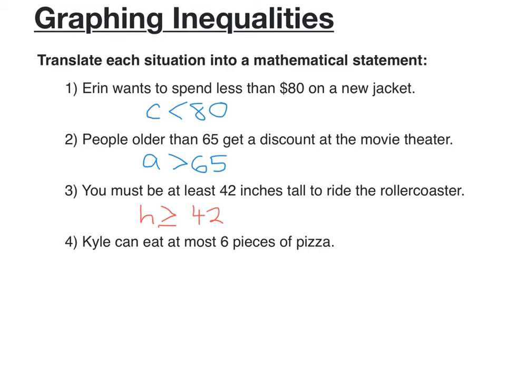Number 4 says that Kyle can eat at most 6 pieces of pizza. So let's say that P is the number of pieces of pizza he's going to eat, and in relation to 6, when it says at most 6 pieces of pizza, that means that he can't eat more than that. He can eat less than that. He could also eat 6 pieces. So the amount that he's going to eat, P, is less than or equal to 6. It just can't be greater than 6.